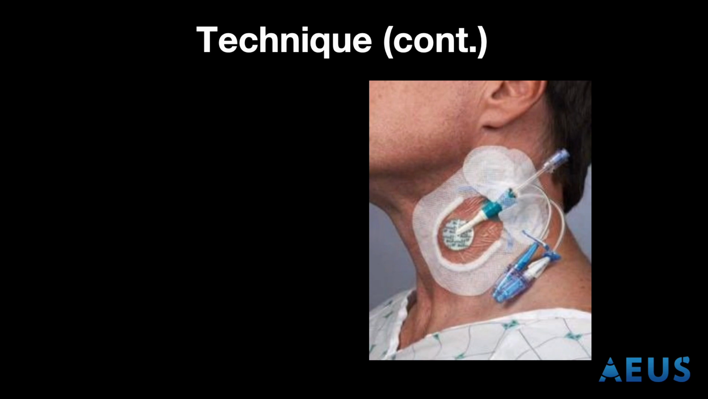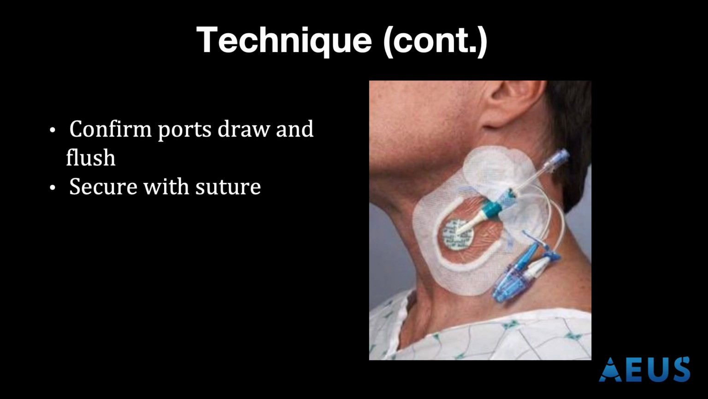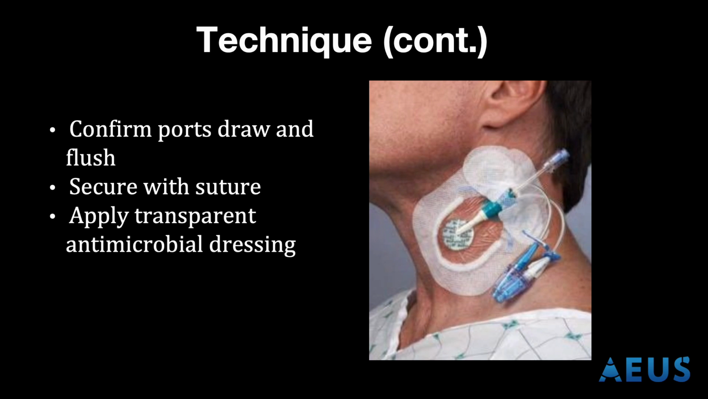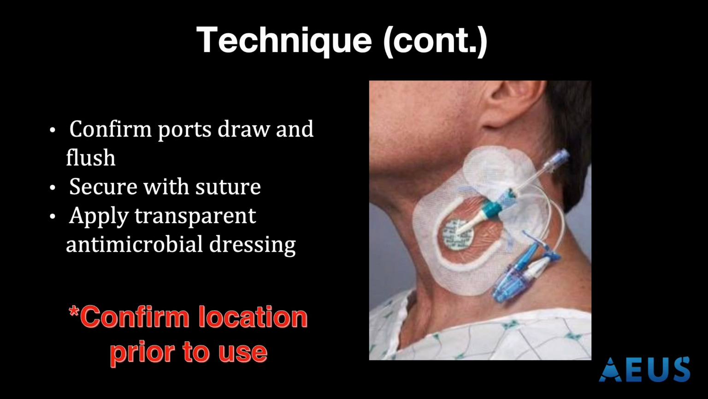Once your catheter is placed, use your hospital-approved sterile cover device. Place your hospital-approved caps. Confirm that all your ports draw and flush them, clamp them, and secure with your suture. Finally, apply your transparent dressing. The next step is to confirm the location of your central venous catheter.